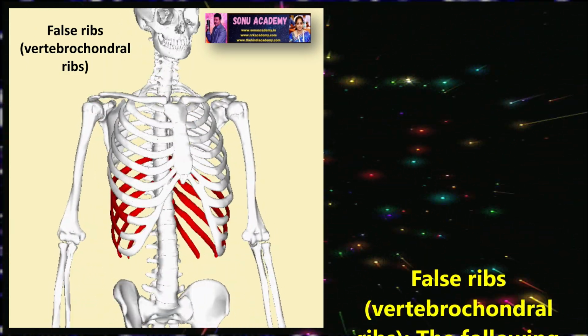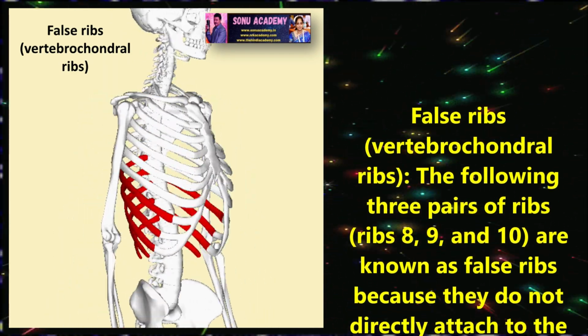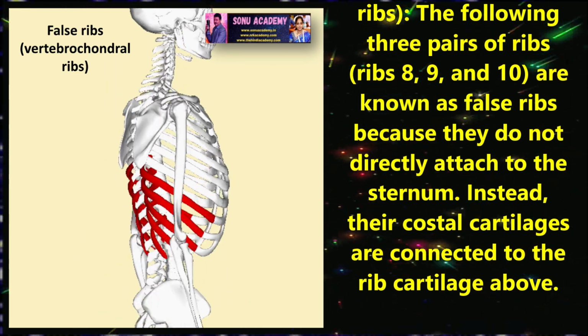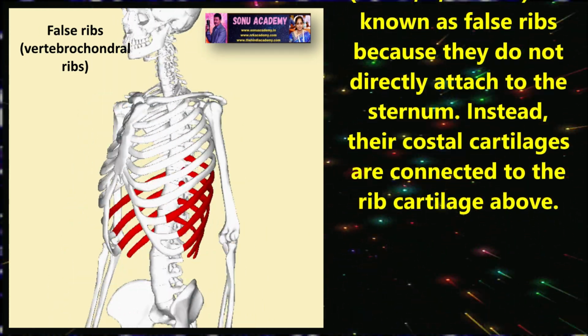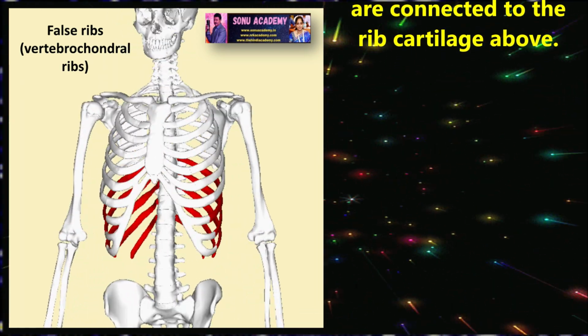Next one is false ribs, vertebrochondrial ribs. The following 3 pairs of ribs, 8th, 9th and 10th, are known as the false ribs because they do not directly attach to the sternum. Instead of this, their costal cartilages are connected to the rib cartilage above.